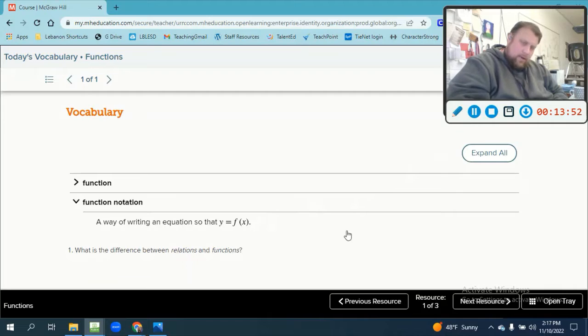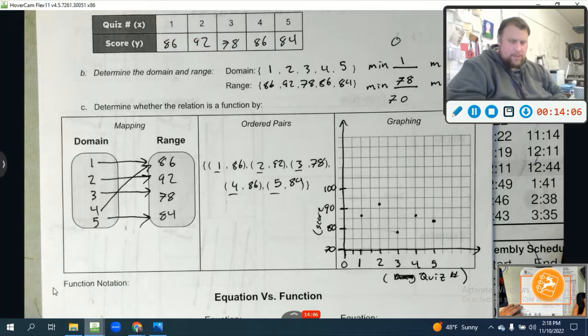Okay, go ahead and write down function notation. It's a way of writing an equation so that y equals f of x. We'll talk about that. So pause this, write it down, ready, set, let's get back to our regular scheduled program.